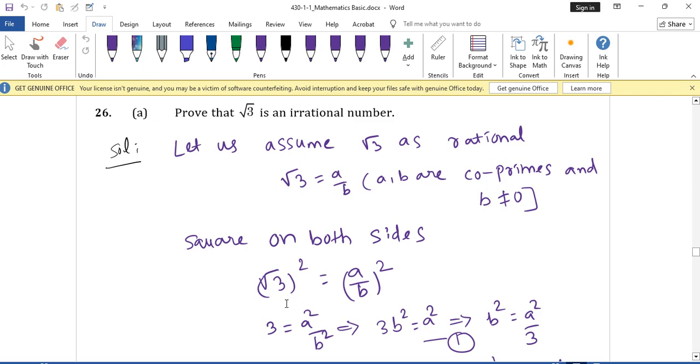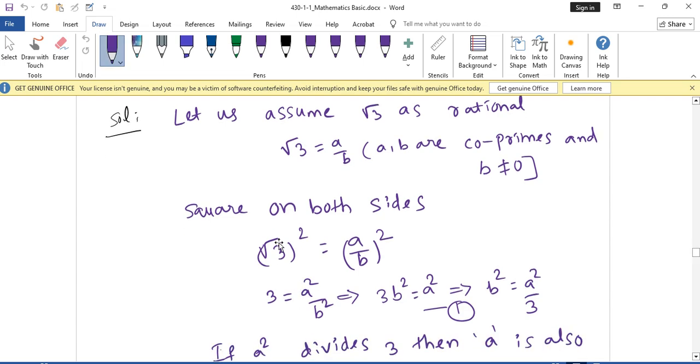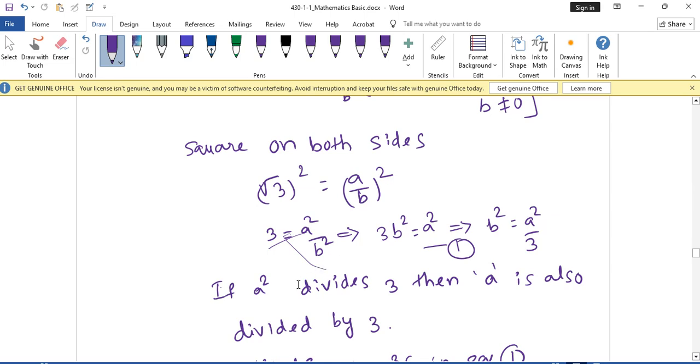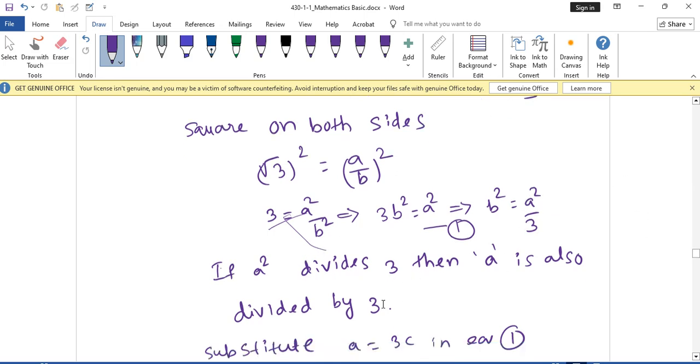Square on both sides, you get root 3 whole square is equal to a by b whole square. Then root 3 whole square becomes 3, equal to a square by b square. Cross multiplication here, so 3b square is equal to a square, and b square is equal to a square by 3. Here a square is divisible by 3, so a is also divisible by 3.